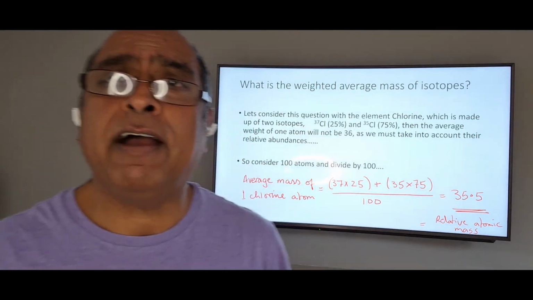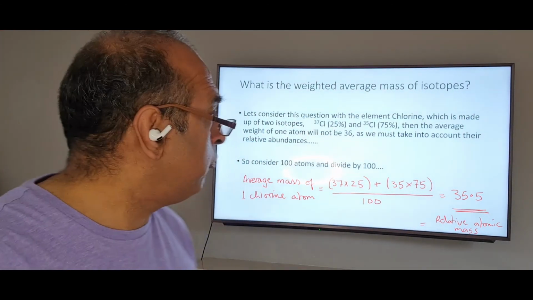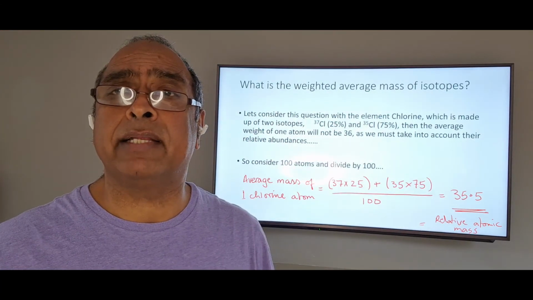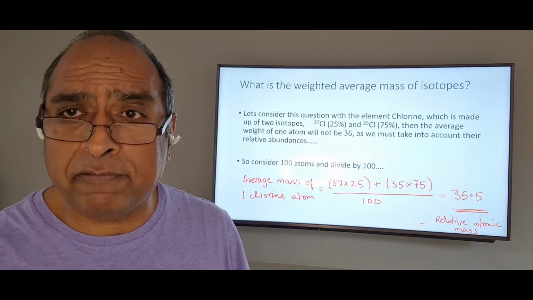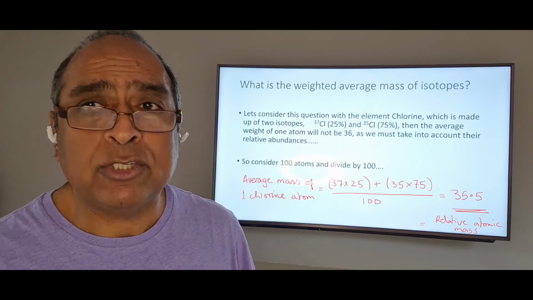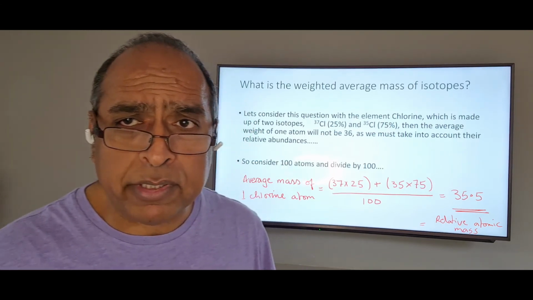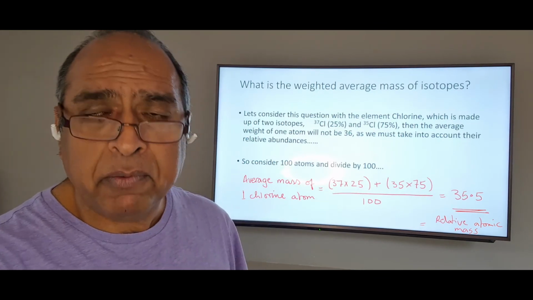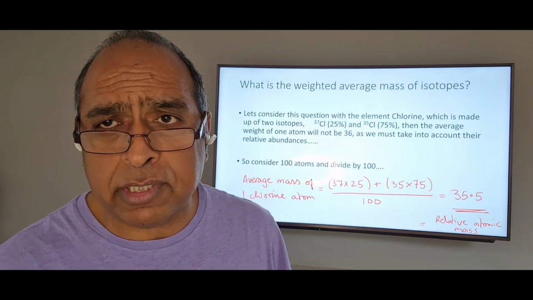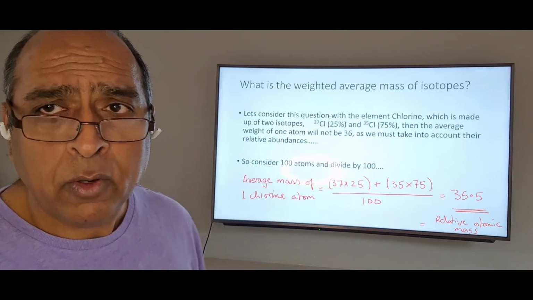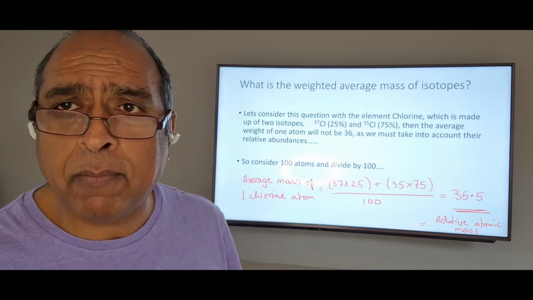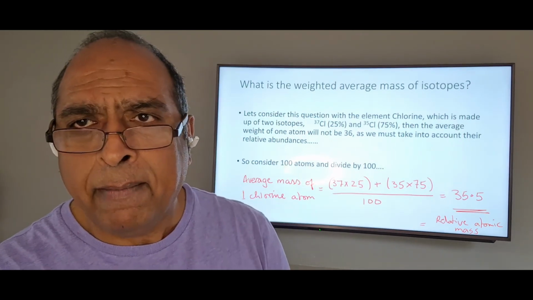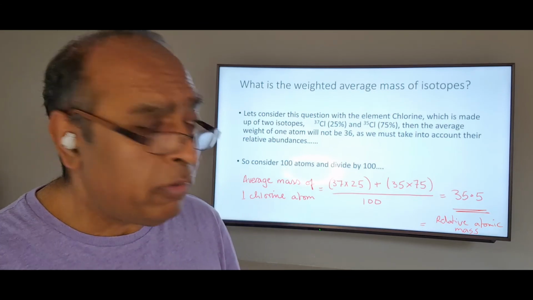Now, that 35.5 is what we call a relative atomic mass. That's what's on your periodic tables, lads. That 35.5 is on the periodic table. It's not a mass number. Mass numbers are never decimals or fractions. The periodic table that you'll use at GCSE in the exam will have relative atomic masses. Relative atomic masses and mass numbers are similar, but crucially, they're not the same.